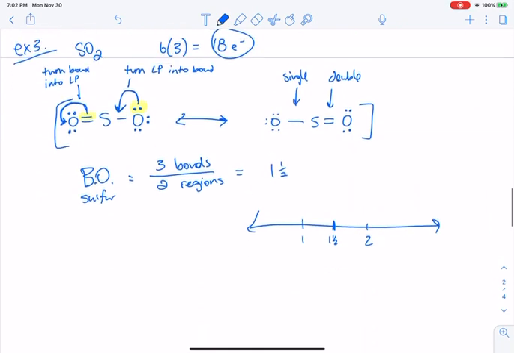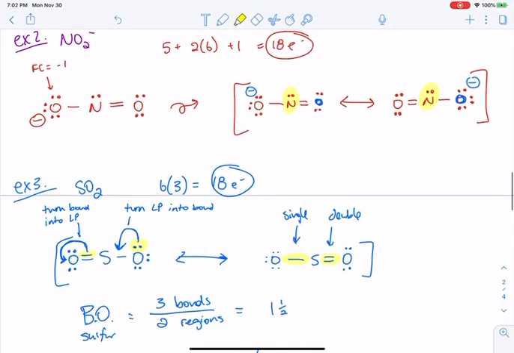This makes sense because half the time the sulfur has a double bond on one side and half the time it has it on another side. So it's like halfway to a double bond, halfway not to a double bond. That would be the same thing for this nitrogen up here.